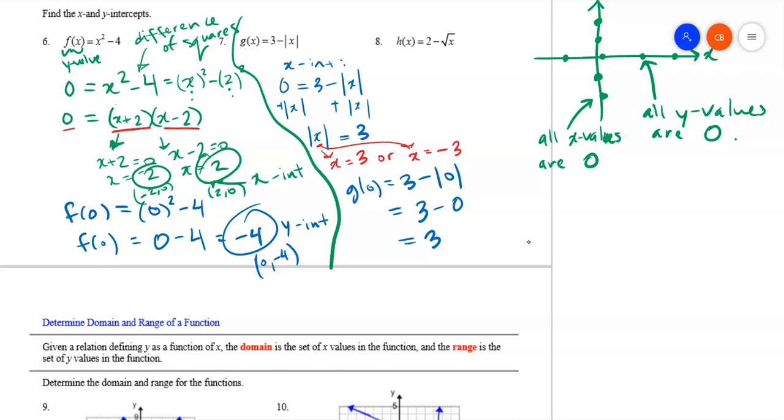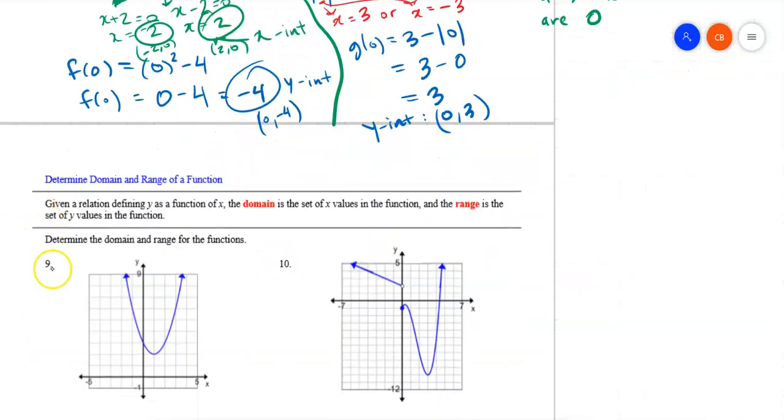For the x-intercepts, there were two of them again, and the answers are (negative 3, 0) and (3, 0). And then for the y-intercept, the answer was just (0, 3). So that does it for that one. And now we will have a chance to take a look at domain and range here.